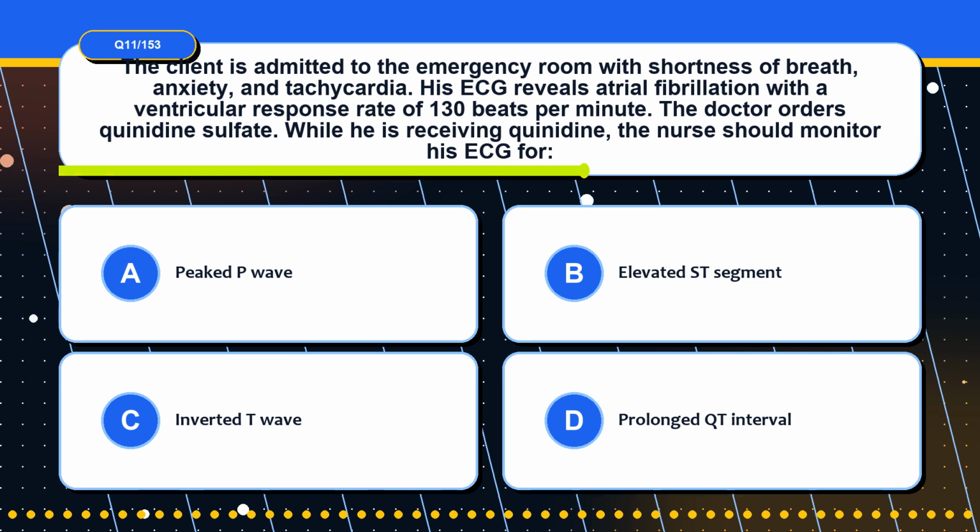Here are the options. Option A. Peaked P wave. Option B. Elevated ST segment. Option C. Inverted T wave. Option D. Prolonged QT interval.